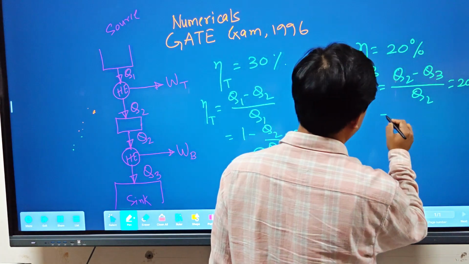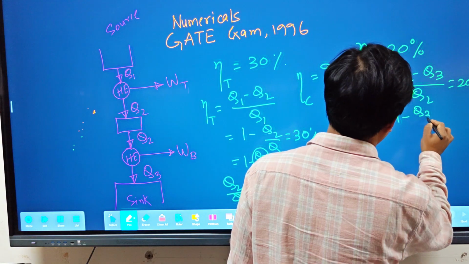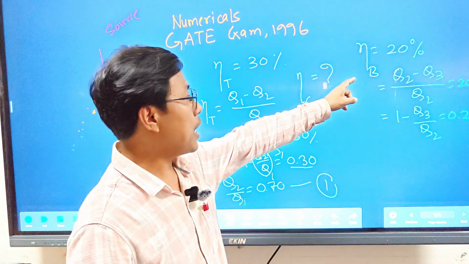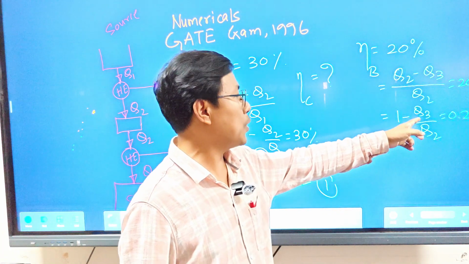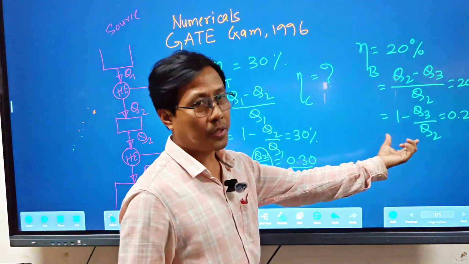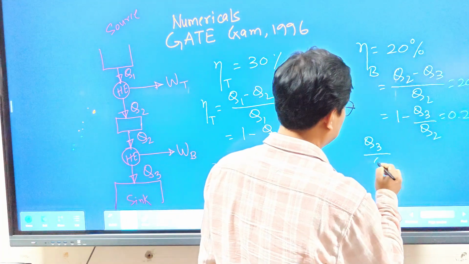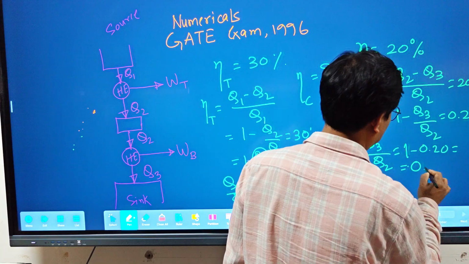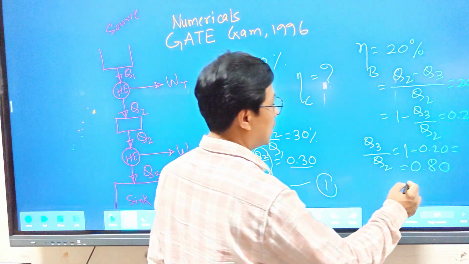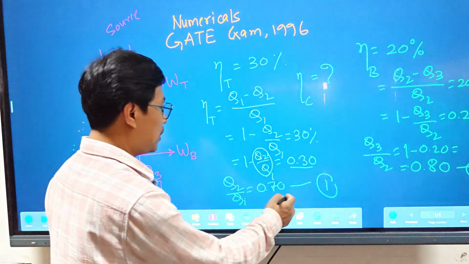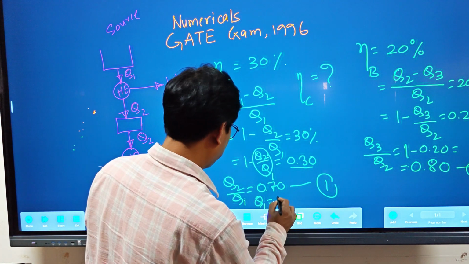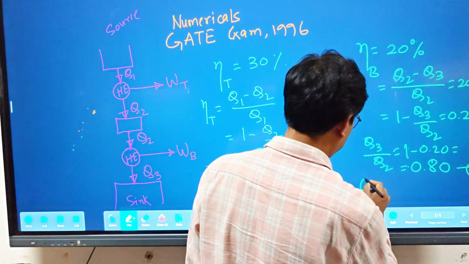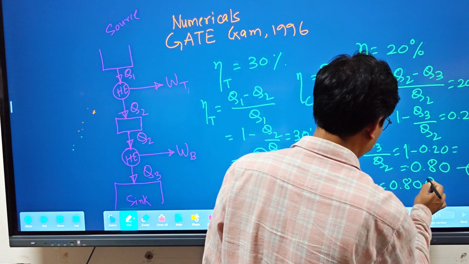Now if we simplify, it becomes 1 minus Q3 by Q2 equals 0.20. So the efficiency for the second heat engine is 1 minus Q3 by Q2 equals 0.20. From this expression we find Q3 by Q2 equals 1 minus 0.20, that means 0.80. So we have got two equations considering the efficiencies. This is our equation number 2. Using equation 1, we get Q1 equals Q2 divided by 0.70, and from equation 2 we find Q3 equals 0.80 into Q2.